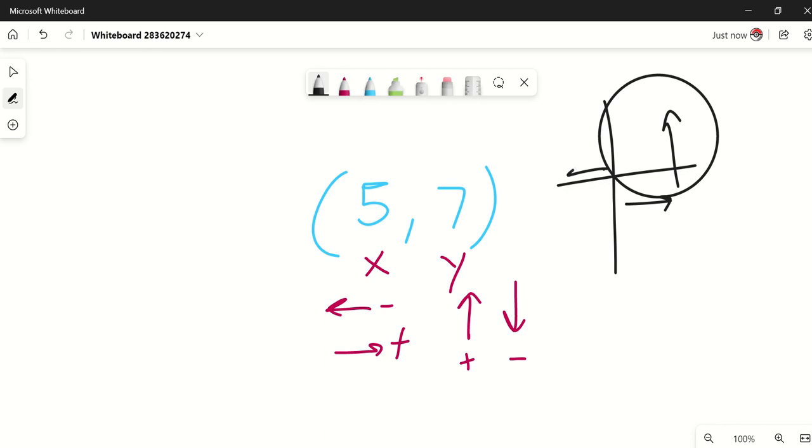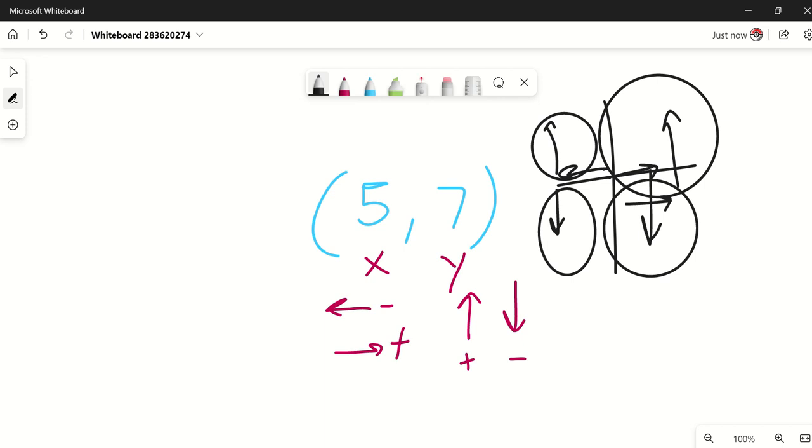If x was negative, we'd go left first, and then depending on what y is, positive, we'd go up, negative, we'd go down. We'd end up in this quadrant if it was negative, negative. This quadrant if it was negative, positive. This one down here would be x is positive, y is negative. So there's always directions in which we go.